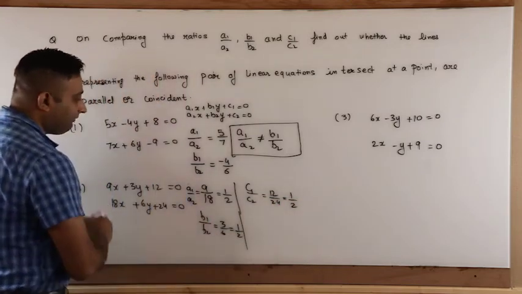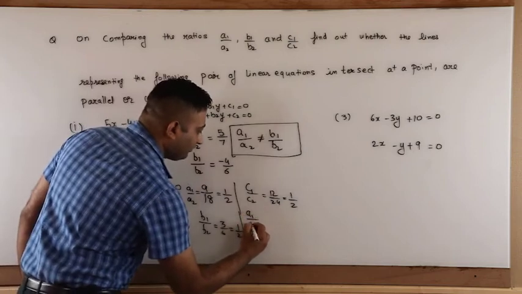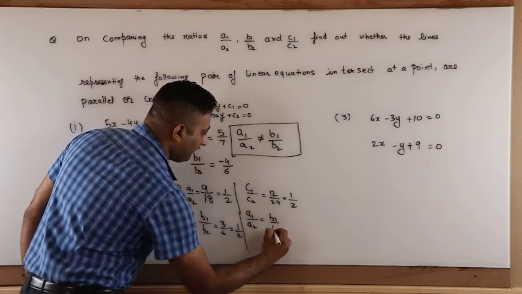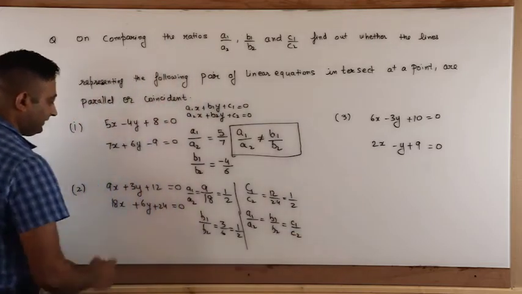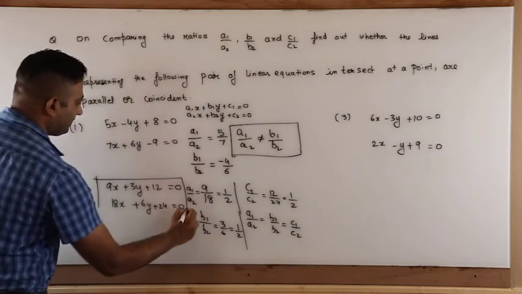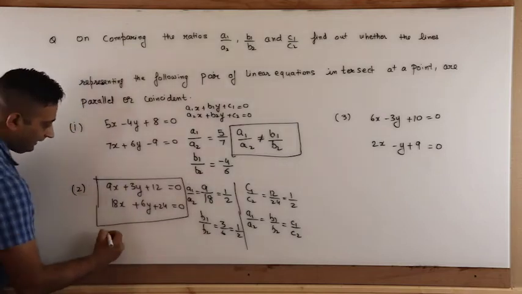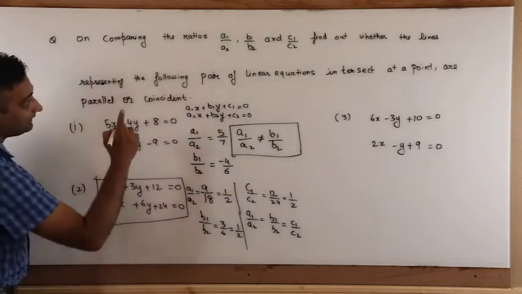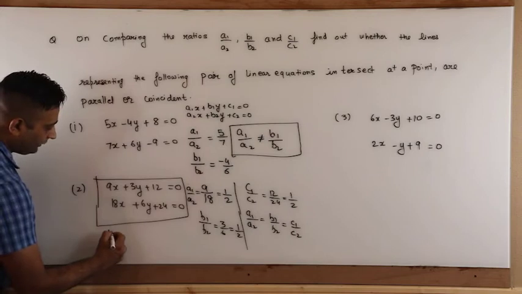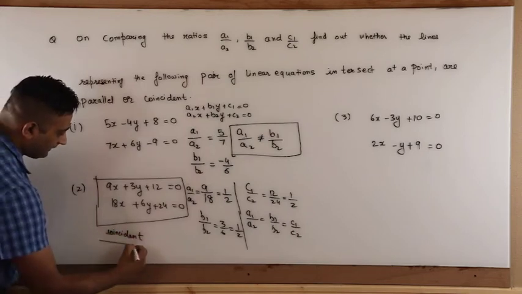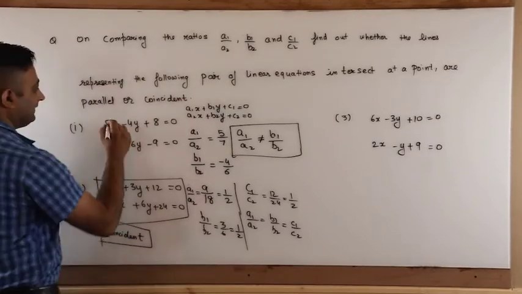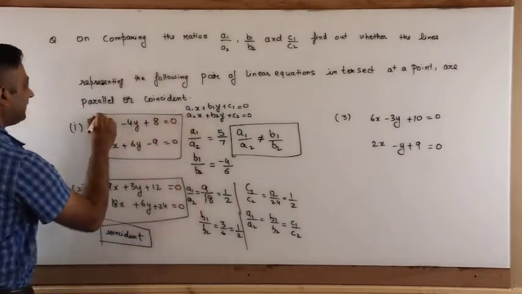So on comparing, we found that A1 by A2 is equal to B1 by B2 is equal to C1 by C2. That means this pair has infinitely many solutions. That means these are coincident lines.